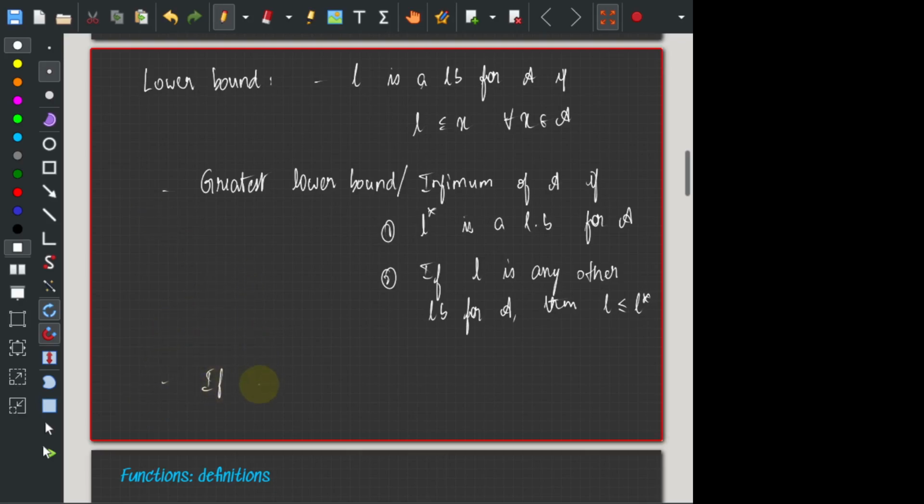If L star is in the set, then L star is the minimum.